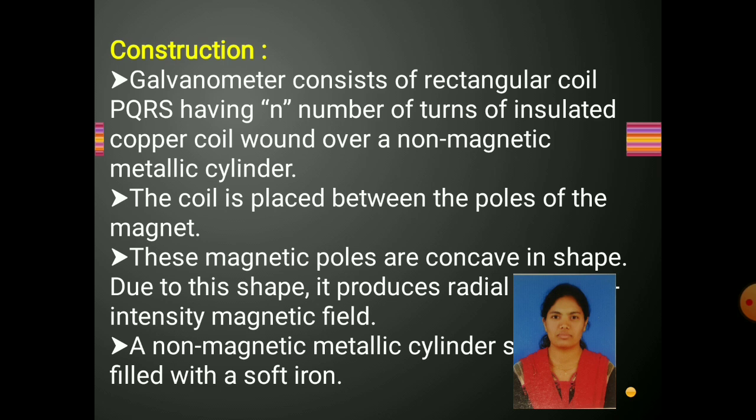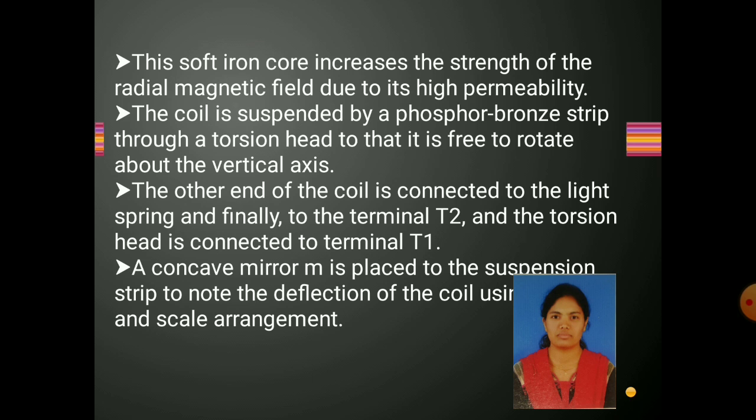A non-magnetic metallic cylinder should be filled with soft iron. Why is it filled with an iron core? Because it increases the strength of the radial magnetic field due to its high permeability. As iron has high permeability, it increases the strength of the radial magnetic field.